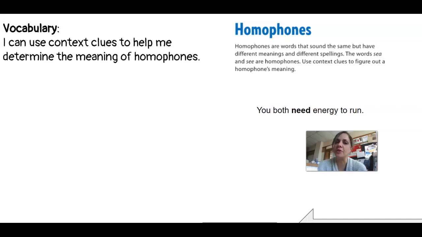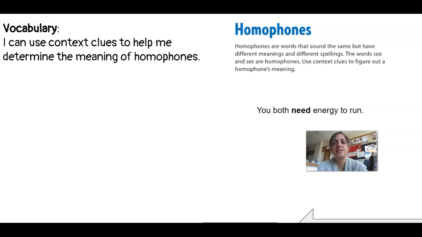So, what are homophones? Well, homo means same and phone means sound. So, these words will have the same sound, they will sound the same. They will have different meanings and different spellings. For example, the words see and sea, those are homophones. They look different, mean different, but sound the same.